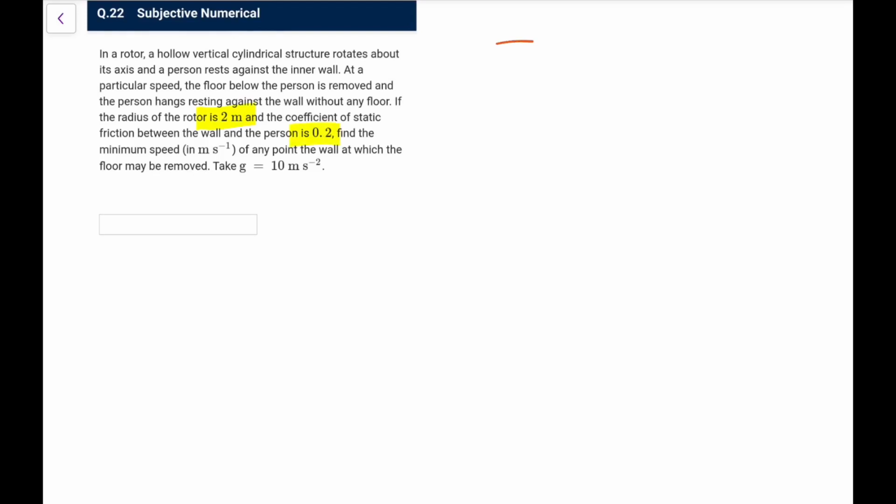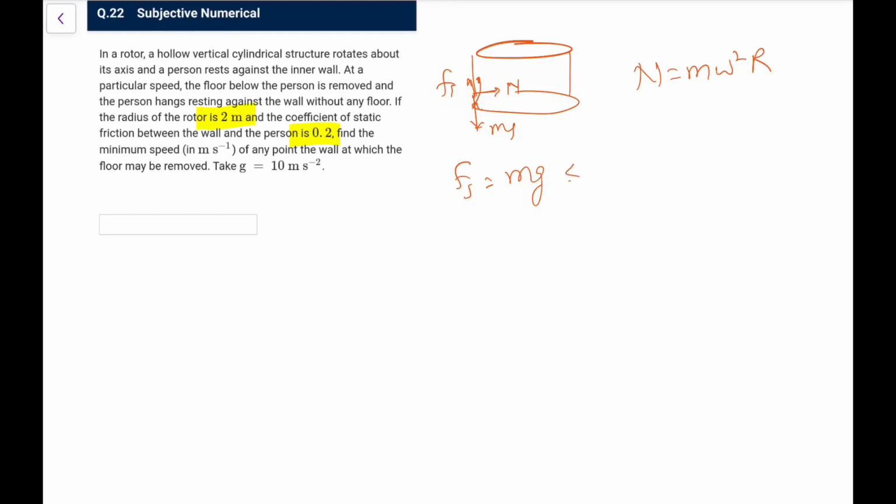So you know that this is the rotor. For the person not to fly, this is the normal, this is the mg, and this is the fs. So for the person to stay, fs should be equal to mg. N provides the centripetal force, that is N is equal to m omega square r. This should be less than or equal to mu s N. So mg should be less than or equal to mu s m omega square r.